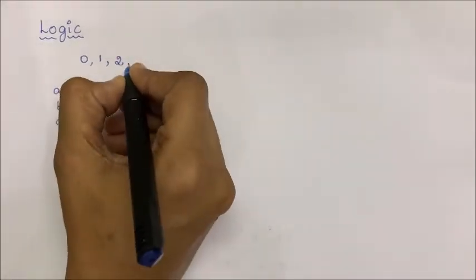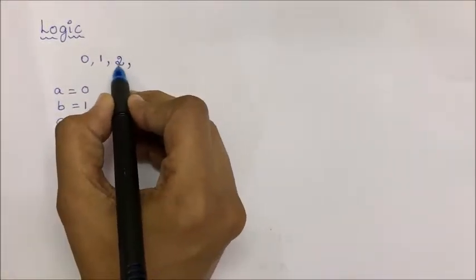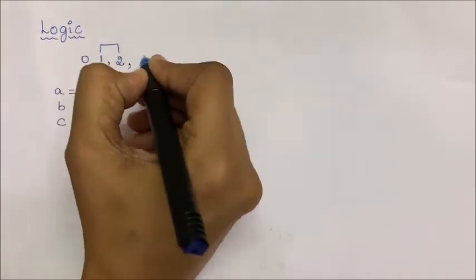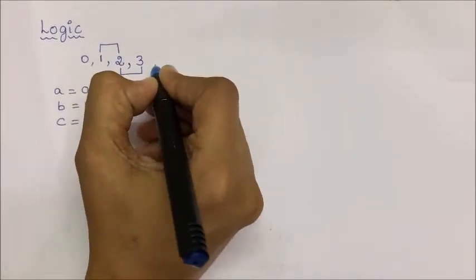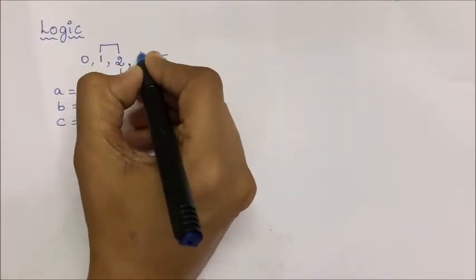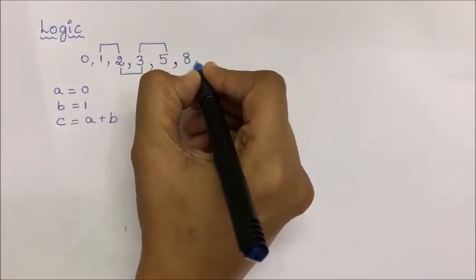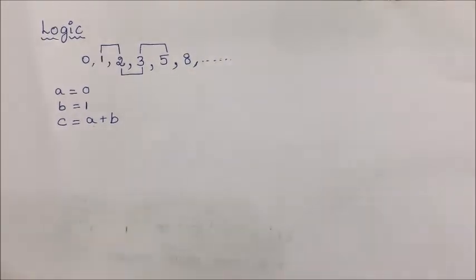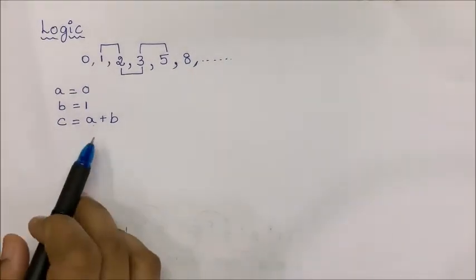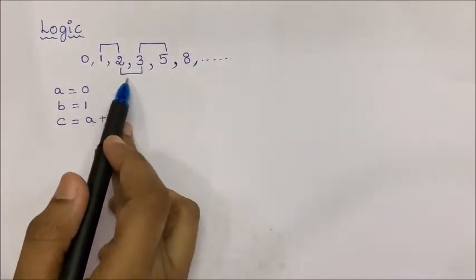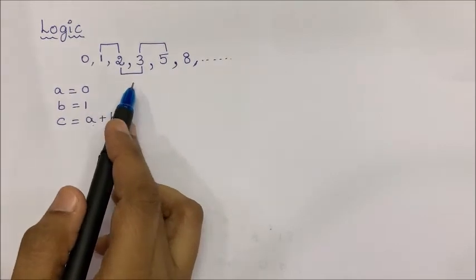Now after that 2 plus 1 will be 3. 3 plus 2 will be 5. 5 plus 3, 8, and so on. This will be the logic for writing a Fibonacci number.